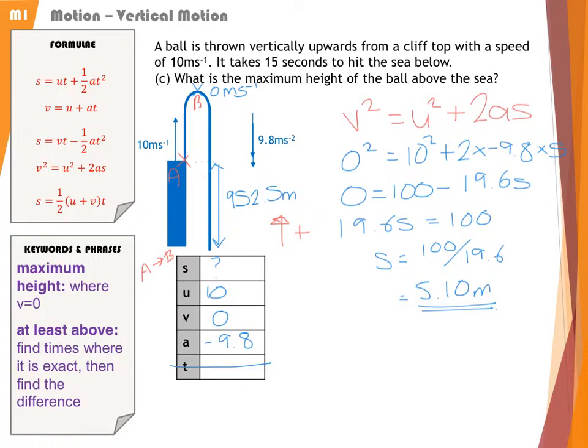Okay, so remember that was from A to B, that's what we were working at there. So that's 5.10 metres, and then we want the maximum height of the ball above the sea. So the sea to the top of the cliff is 952.5, and then from the top of the cliff to the highest point is 5.1. So altogether, 952.5 plus 5.10 is 957.6. And as we're going for three significant figures, we're going to say that that's 958 metres to 3SF.